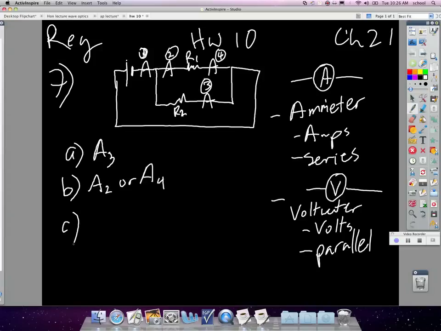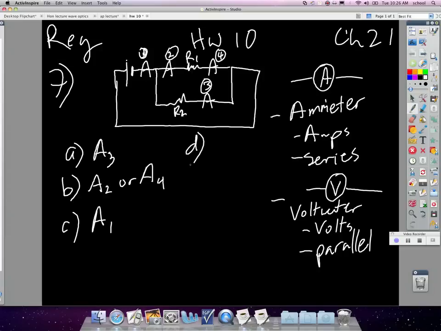Okay? C, the current through the battery. Yeah, we just use A1. D, the potential difference across R1. Oh, look at that. It looks like I've forgotten to draw something.